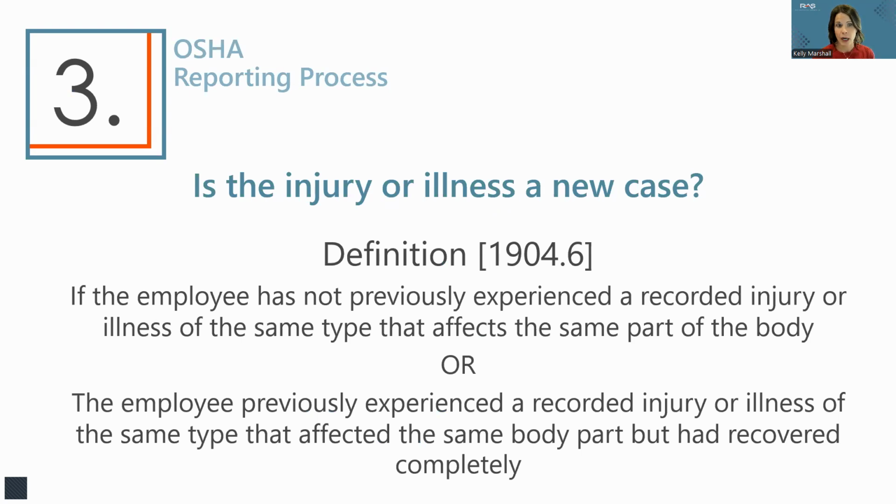The question then again becomes, is this a new illness or injury? OSHA defines this as something that's, of course, never been recorded as an injury to that particular employee or body part, but they also further define this to say maybe it could be an injury that an employee could have experienced previously, but they may have recovered entirely from that particular injury to that same body part. So while it may not be something that's brand new, if they'd recovered fully, then OSHA would consider that to be a new case.